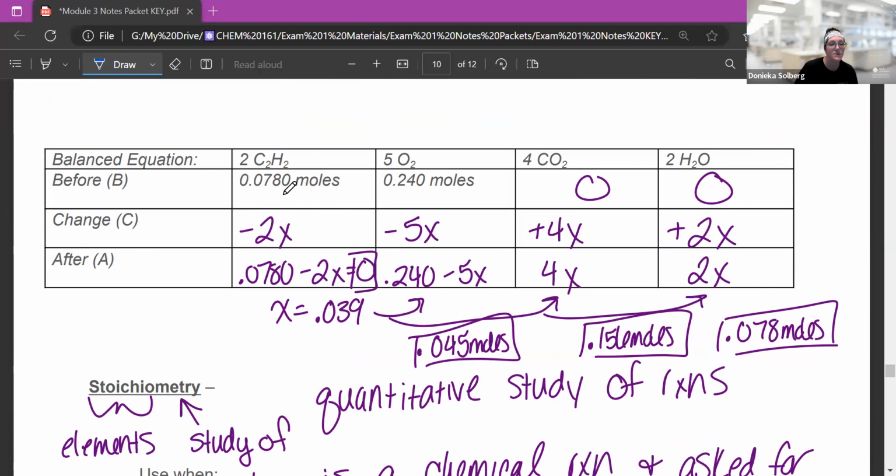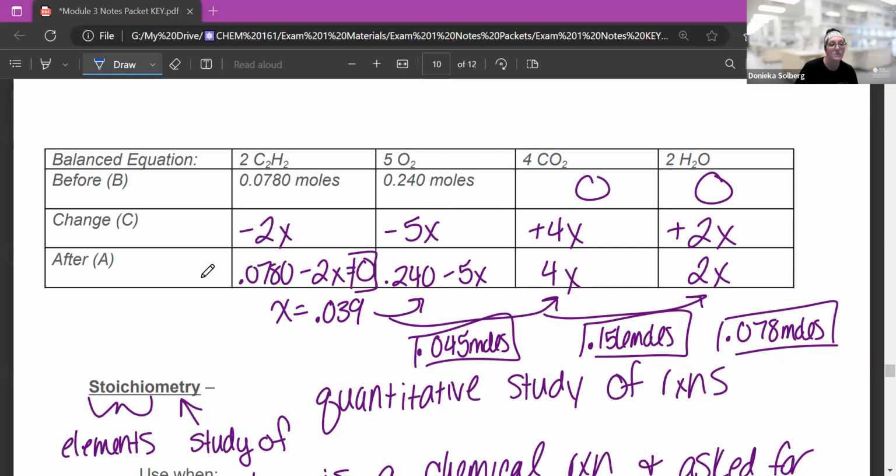I'm starting with 0.0780 moles of this and 0.240 moles of this, same equation. Okay, so hopefully you did this and you were like, okay, 0, 0. This one's going to be minus 2x. This one's going to be minus 5x. This one we're going to make is plus 4x, and this one is plus 2x. Okay, so that's my change row.